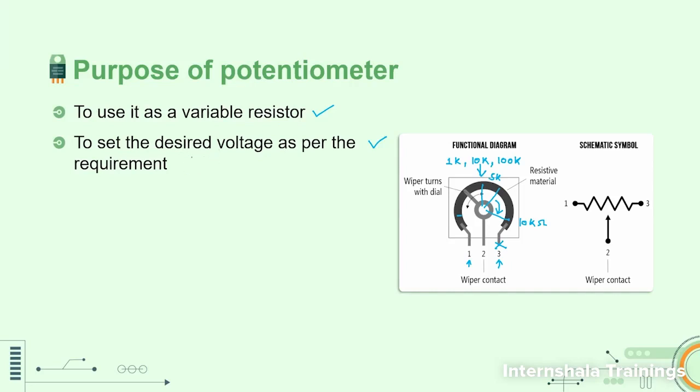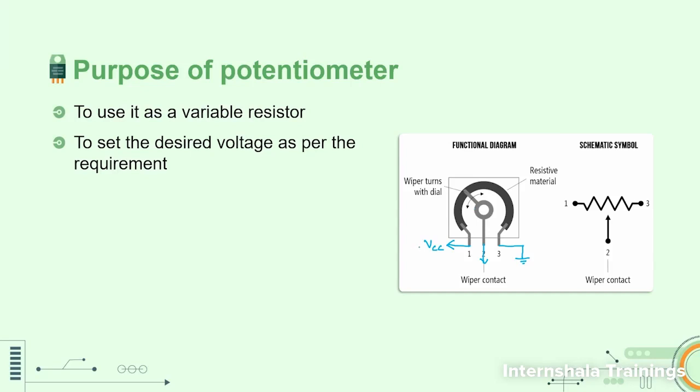After that, the second purpose is that it is used as a voltage divider. Whenever you have to use the potentiometer in voltage divider mode, you have to connect this particular terminal, which is the first terminal, to VCC, any positive supply, and this other terminal should be connected to ground. After that, if you measure the voltage at this point, which is the second pin, with respect to ground using a multimeter, you will see that the voltage is going to be based on the position of this knob.